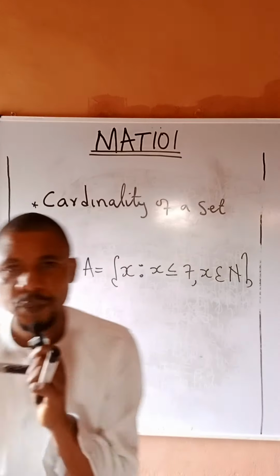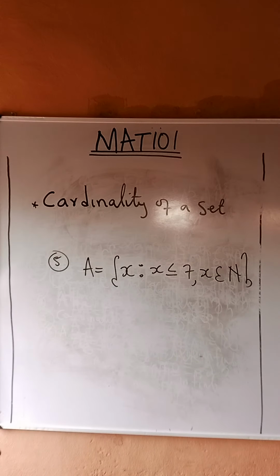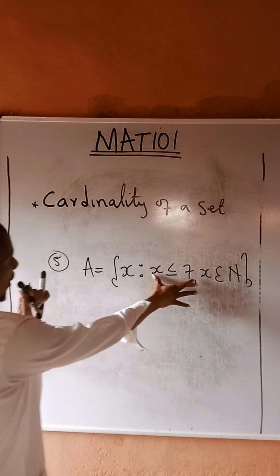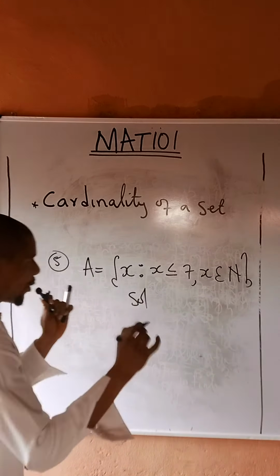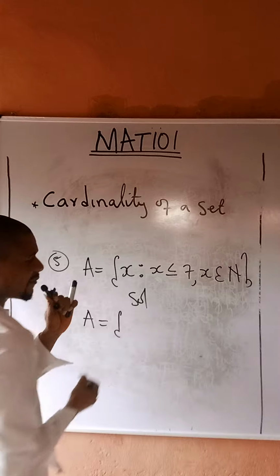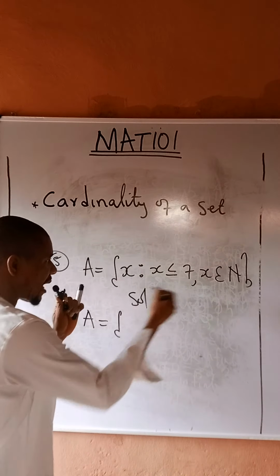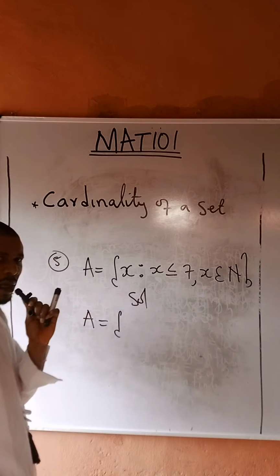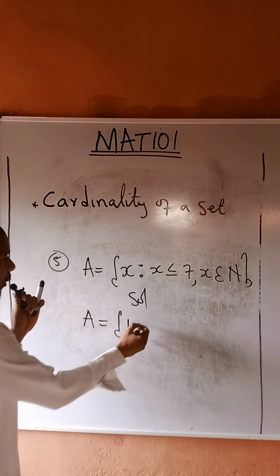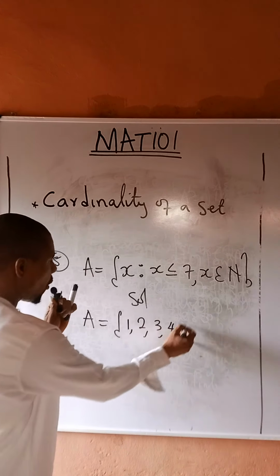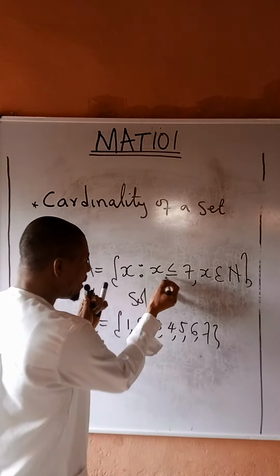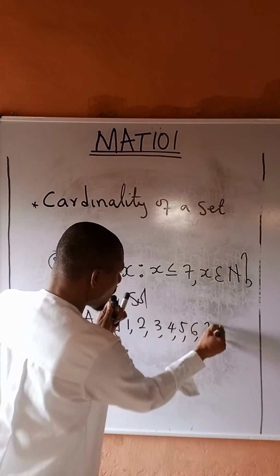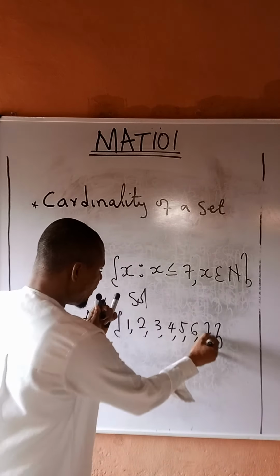Of course. But before we can find the cardinality of this set, we must first get the elements of this set. So if I want to solve this, I will say that A is equal to: it says that x is less than or equal to 7. What are those numbers that are less than or equal to 7 and are elements of the natural numbers? They are 1, 2, 3, 4, 5, 6, and what? 7. It says x is less than or equal to 7. So this is what I have.